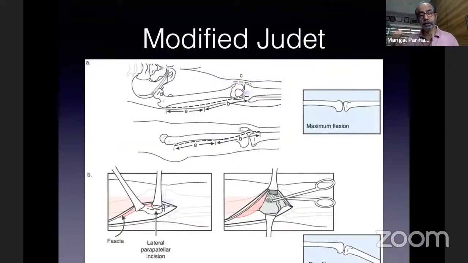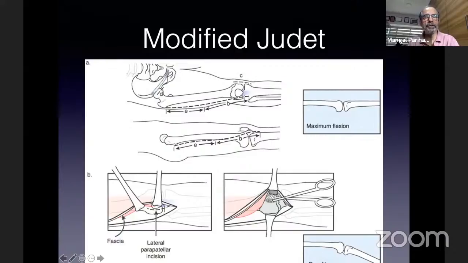And here you can do, these diagrams are from Dr. Paley's book, where he talks about doing things stepwise, where you start distally and keep adding parts of this procedure depending on what is needed. So at the beginning of the procedure, there is no flexion. This is the maximum flexion that is possible. So you start distally, and then as you keep releasing stuff, you start getting more and more flexion.